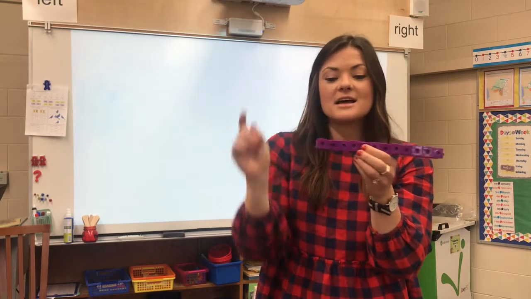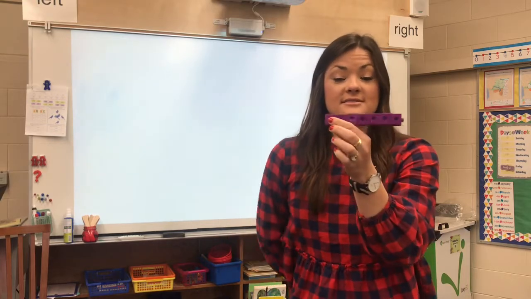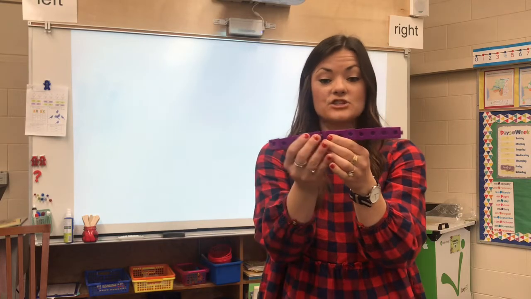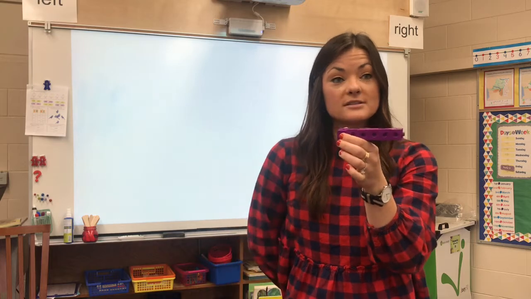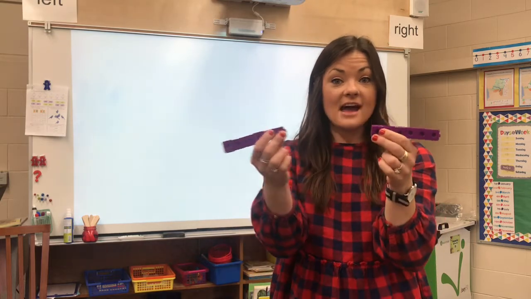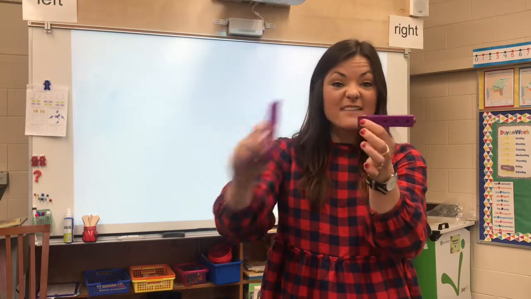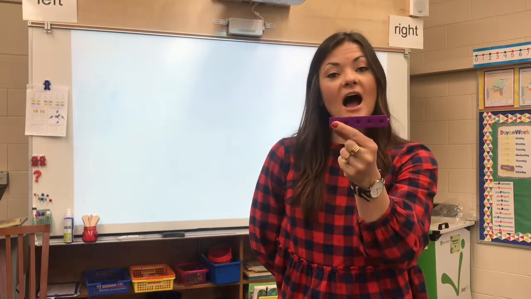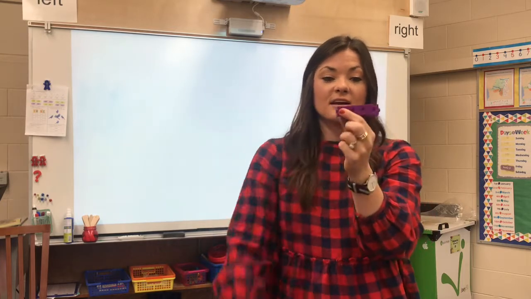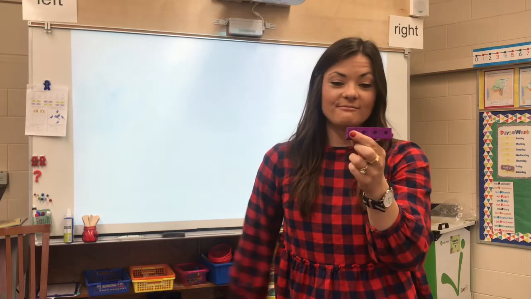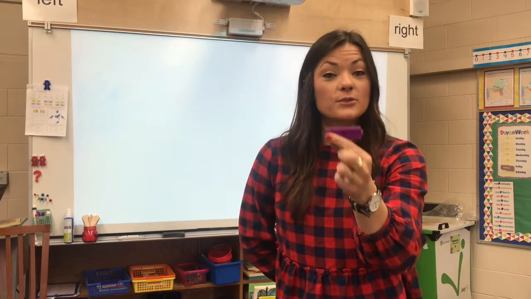Back together. Start with 12, take away 5, it equals 7. Start with 12, take away 6, it equals 6. Remember that half and half. Put it back together. Start with 12, take away 7, it equals 5. Starting with 12, take away 8, it equals 4. Starting with 12, take away 9, it equals 3.